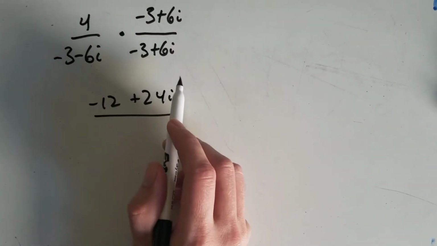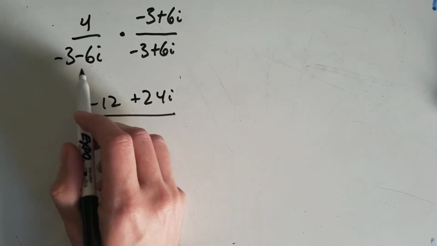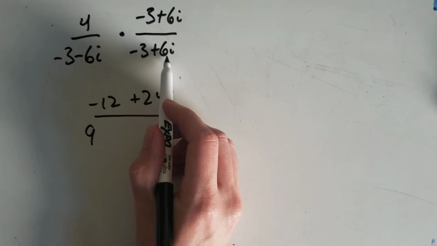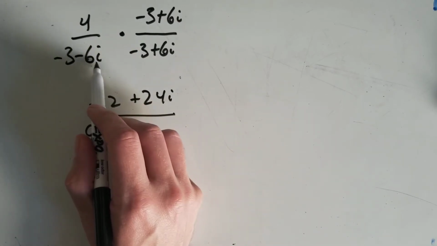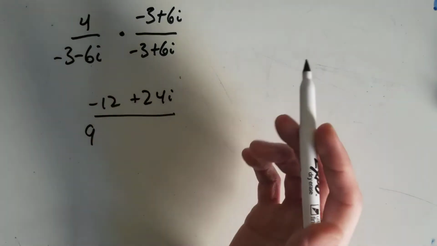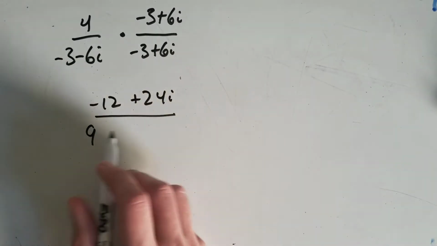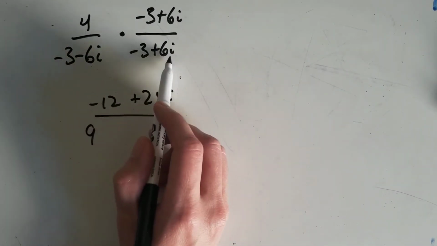In the denominator, you're going to have -3 times -3 is 9. You're going to end up with a -3 times 6i, and then you'll have a -3 times -6i. You'll have a positive 18i and a negative 18i. Those will cancel. That's the purpose of the conjugate here. So I'm not going to write that middle term. But then you will have -6i plus 6i.